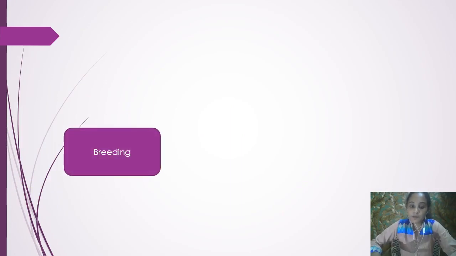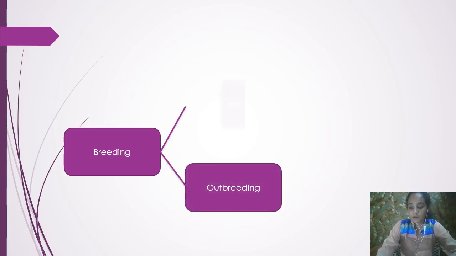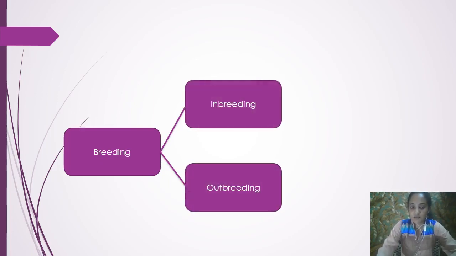Now, we are going to divide animal breeding into two types. One is called outbreeding and the other is called inbreeding. And the name itself is clear. Outbreeding means breeding between unrelated groups. And what do you mean by inbreeding? Breeding between related groups. So animal breeding is divided into two: inbreeding and outbreeding.